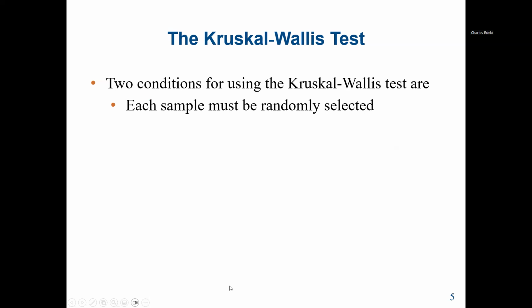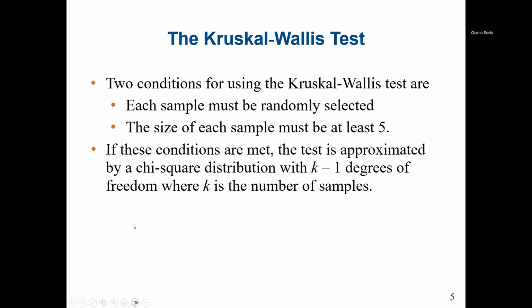Now, 2 conditions for using the Kruskal-Wallis test are: each sample must be randomly selected, and the size of each sample must be at least 5. Also, if these conditions are met, the test is approximated by using the chi-square distribution, and the degrees of freedom will be k minus 1. Again, k will be the number of samples that we have.